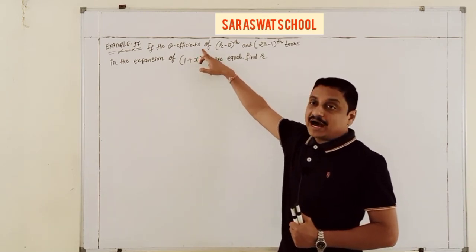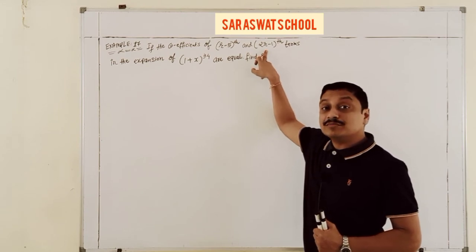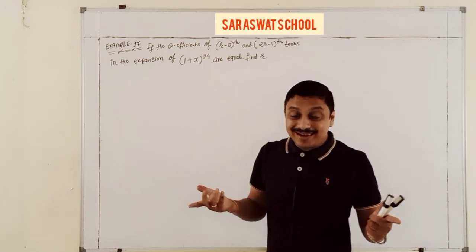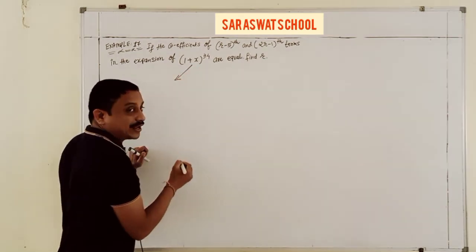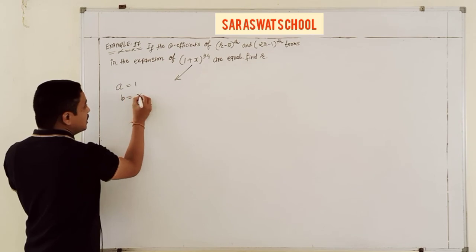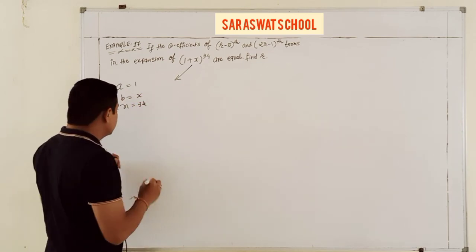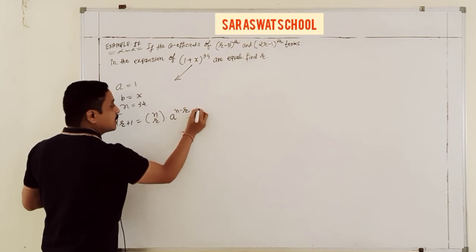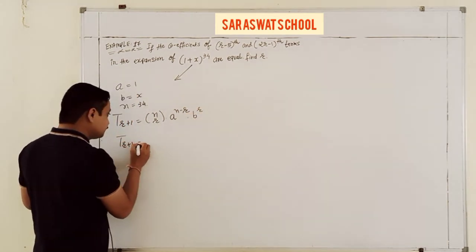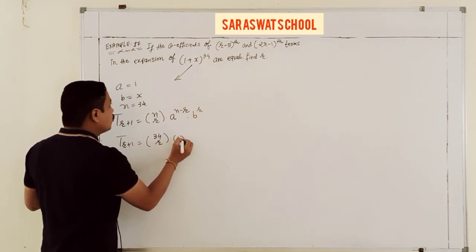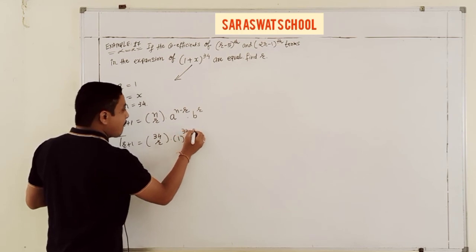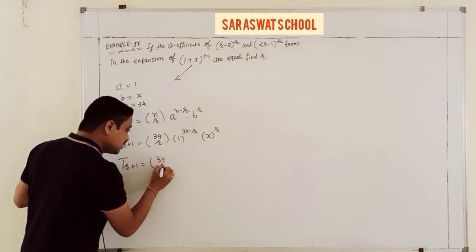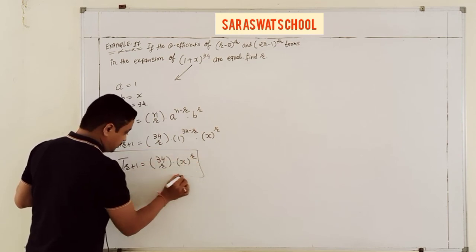If the coefficient of the (r minus 5)th term and the (2r minus 1)th term are equal in the expansion of (1 plus x) raised to 34, then find the value of r. So I first translate it into the form of your expansion: a is 1, b is x, and n becomes 34. So students, your formula is T(r plus 1) equals nCr a raised to (n minus r) b raised to r. So T(r plus 1) equals 34Cr, a becomes 1 raised to (34 minus r), and b is x raised to r. So my data is T(r plus 1) equals 34Cr x raised to r. This is my general term.